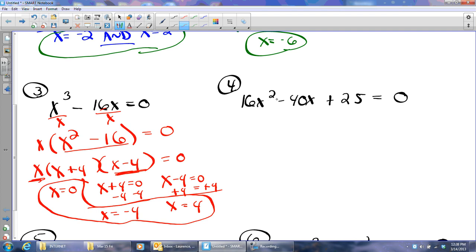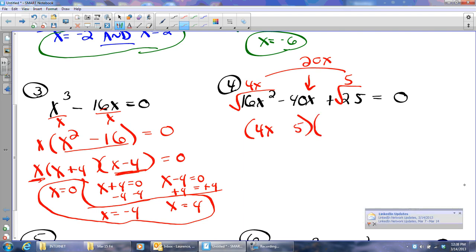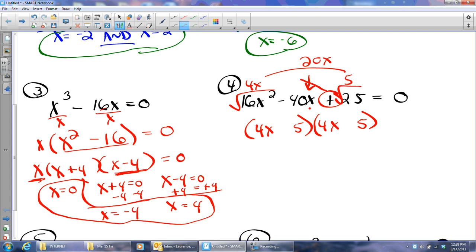All right, let's try this one here. You know, I see a trinomial, but I also see a perfect square. I'll take the square root, get 4x. Square root there, get 5. 4x times 5 is 20x, and if I double it, I get 40. So this is a perfect square trinomial. So this will factor like 4x and 5, and then a 4x, and a 5. And when there's a plus in the back, it's the Wendy's double stack. Boom, boom. This is similar to problem number 2.